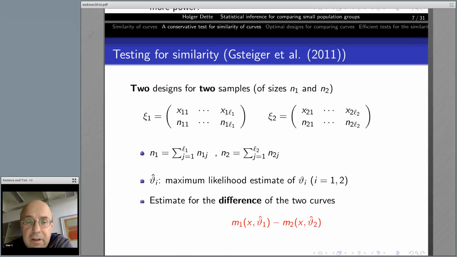If we have these two samples and observations drawn according to these designs, then we can do maximum likelihood estimation for each model.